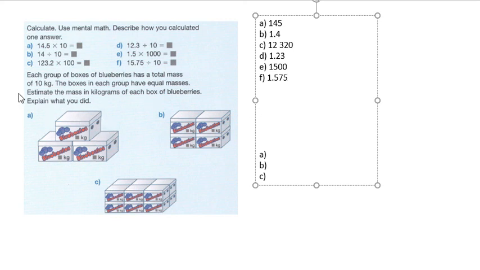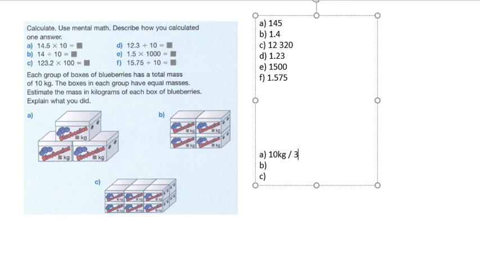Each group of boxes of blueberries has a total mass of 10 kilograms. The boxes in each group have equal masses. Estimate the mass in kilograms of each box of blueberries. So to recap, we have 3 boxes, but the 3 boxes together are 10 kilograms. So we solve this by saying 10 kilograms divided by 3.